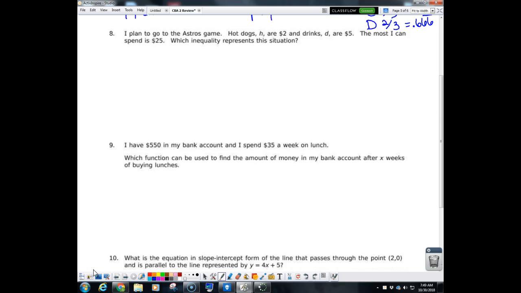Okay, number 8, I plan to go to the Astros game. Hot dogs H are $2 and drinks D are $5. The most I can spend is $25. Which inequality represents this situation? Okay, again, that's a lie. Hot dogs are not $2. Drinks are not $5 at the Astros game. It's a lie.